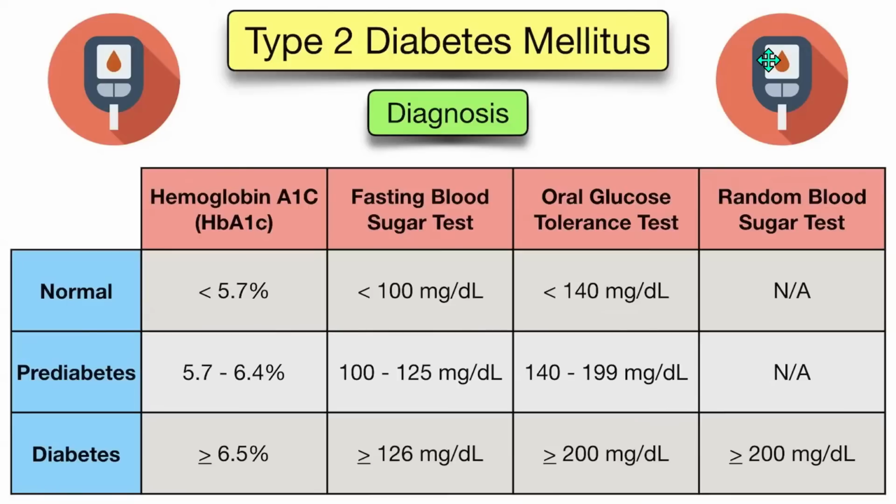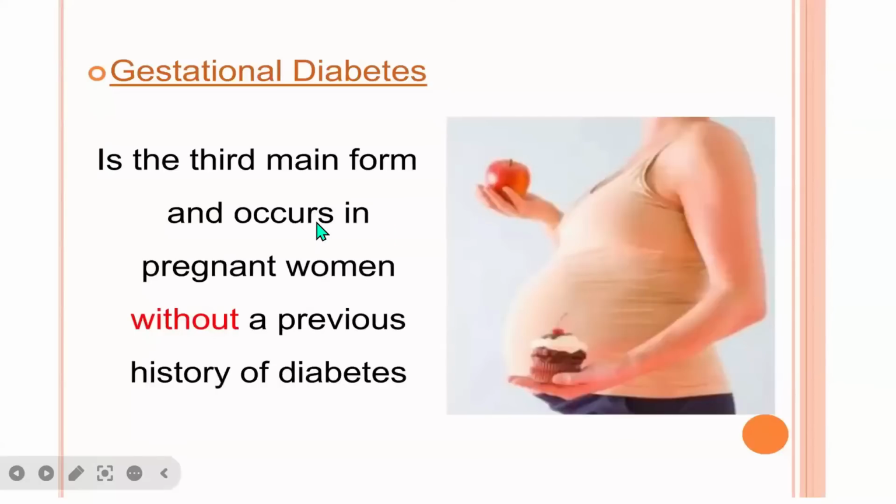So these are the different diagnostic tests used in testing blood glucose level. Of course, in the next video, I'm going to show how to carry out these different tests. The next one is gestational diabetes. Gestational diabetes is the third main form and usually occurs in pregnant women without a previous history of diabetes.